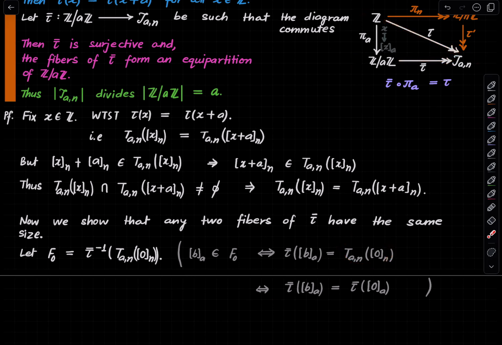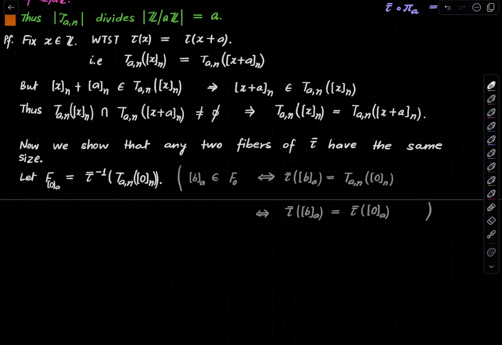So what is capital F sub 0? It is just all those things in Z mod AZ which have the same image under tau bar as the remainder class of 0. Perhaps a more accurate thing to write here would have been F sub remainder class of 0. Maybe I'll write it, but that's again a horrible notation. Remainder class of 0 modulo a, not n, but a. Okay?